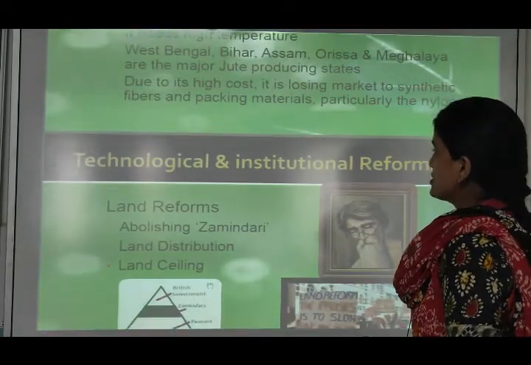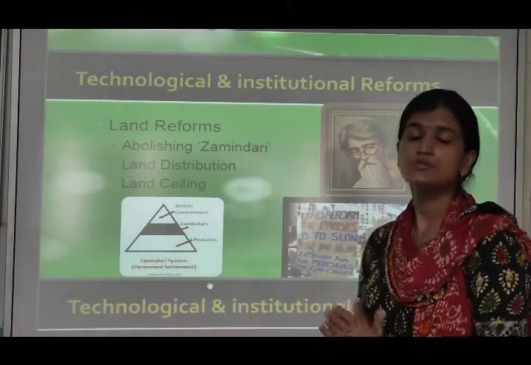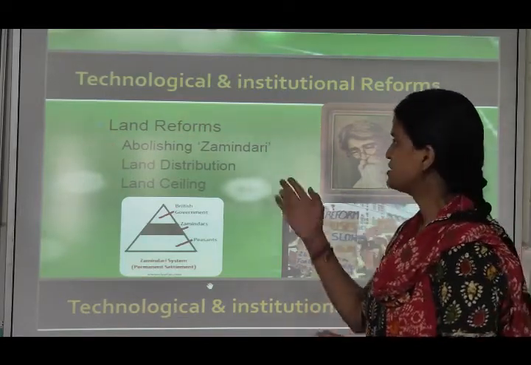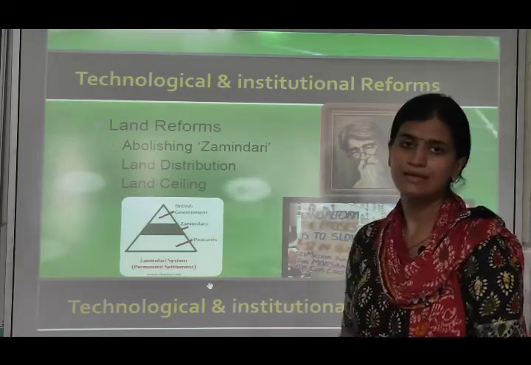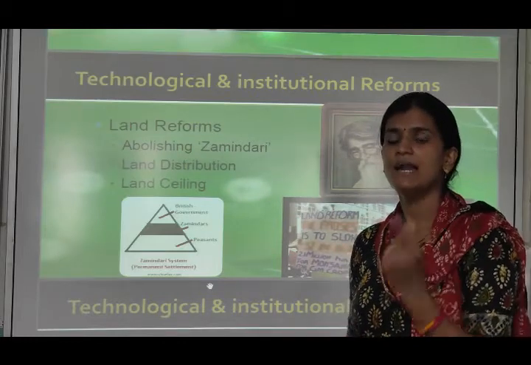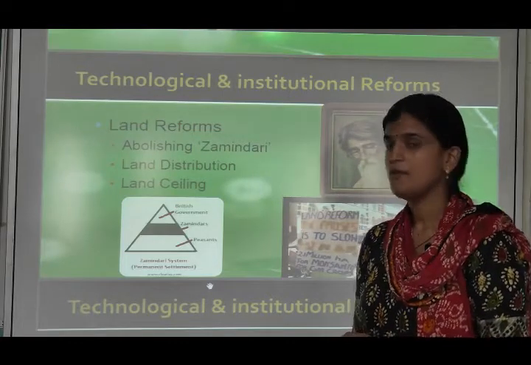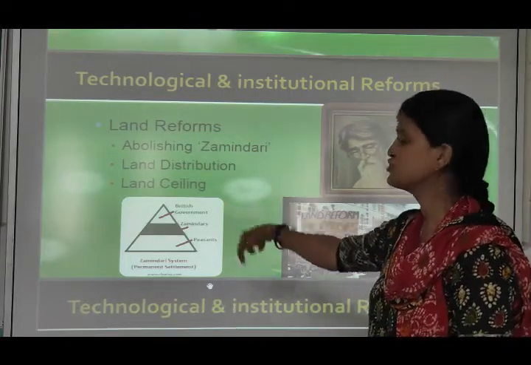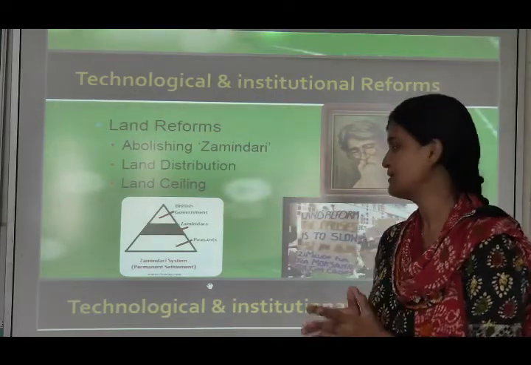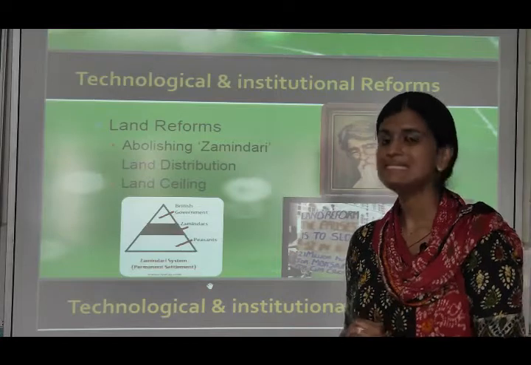Now there are technological and institutional reforms for the land. Technological and institutional means the use of techniques and what institutions were made for land reforms. First we have land reforms, that is abolishing zamindari. There was a permanent settlement made by Lord Cornwallis in 1793, where the British government, the zamindars and lastly the peasants were involved. The British government with the zamindars was suppressing the peasants, and this was known as the zamindari system or permanent settlement.